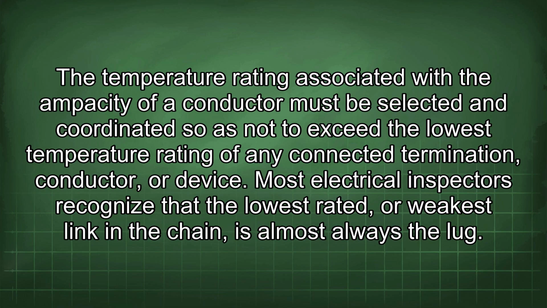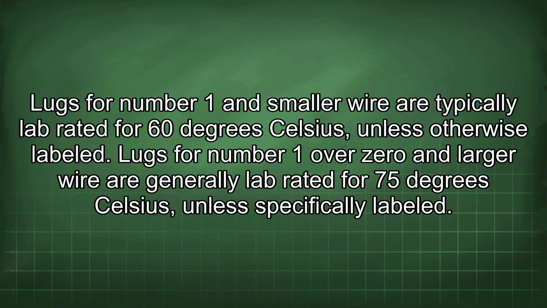Most electrical inspectors recognize that the lowest rated, or weakest link in the chain, is almost always the lug. Lugs for number 1 and smaller wire are typically rated for 60 degrees Celsius, unless otherwise labeled. Lugs for number 1/0 and larger wire are generally rated for 75 degrees Celsius, unless specifically labeled.